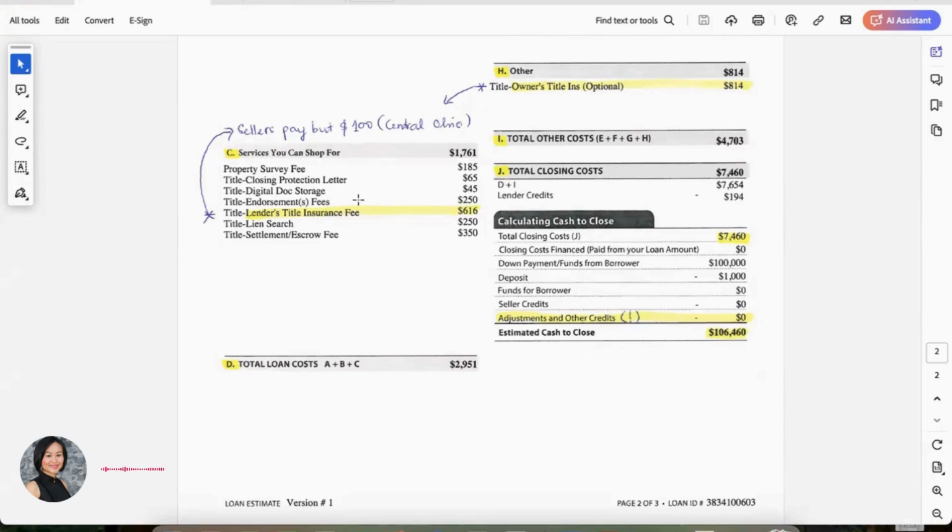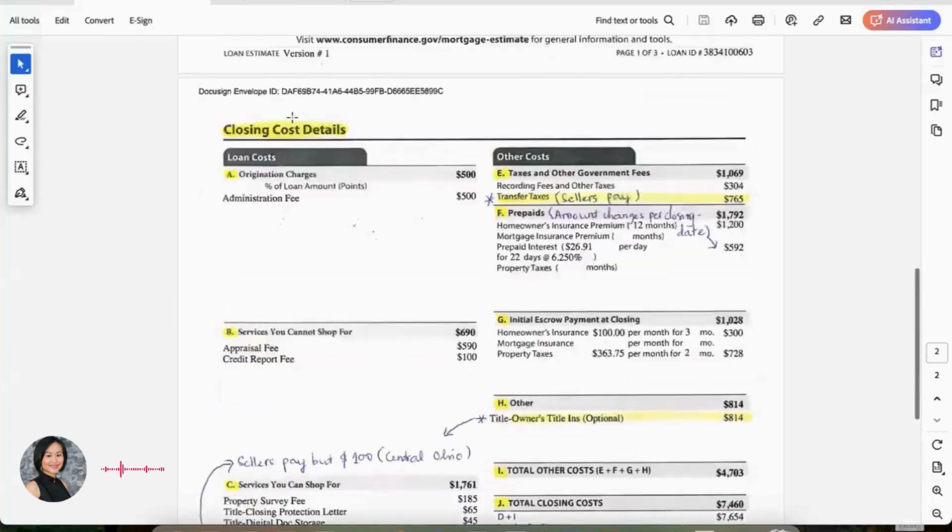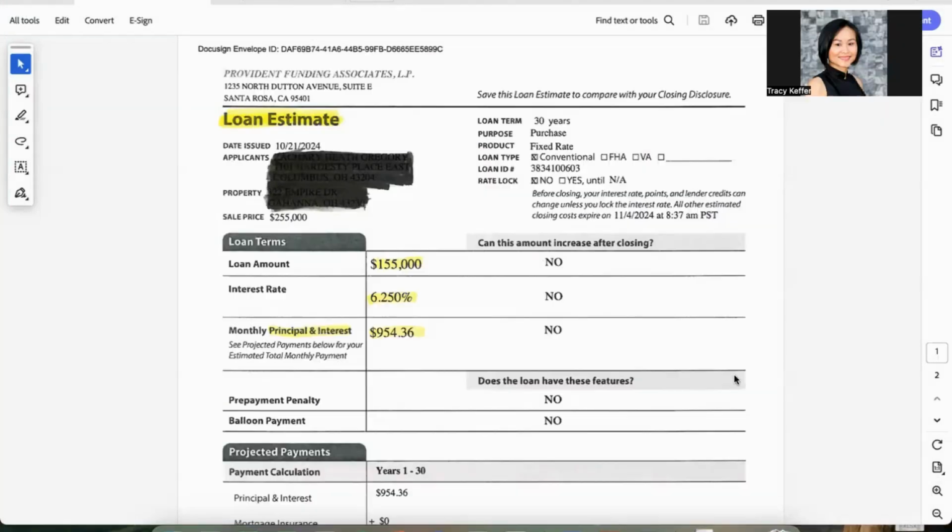But let me recap. The loan estimate, you have to sign within 3 days when you receive it, which is within the 7 days of the loan application process, since the day that you get a contract signed with the seller. So time is of the essence. So make sure you help us follow all the time for compliance.